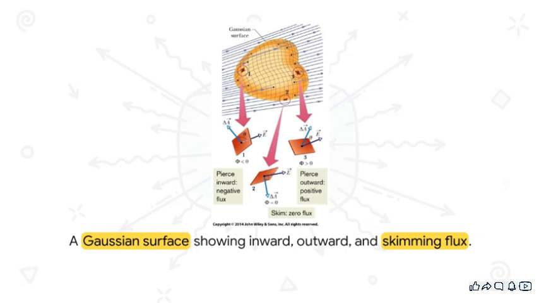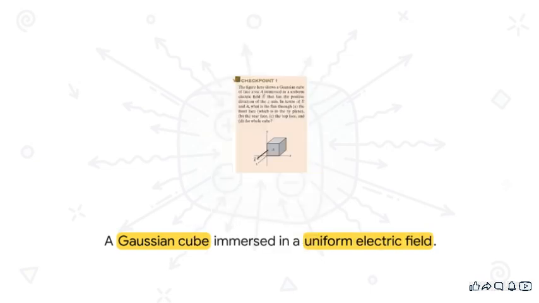It doesn't pierce the skin of our potato at all, meaning the flux there is a perfect 0. Let's test this logic together. Imagine wrapping our Gaussian surface not as a potato, but as a rigid cube immersed in a uniform electric field traveling straight along the z-axis.